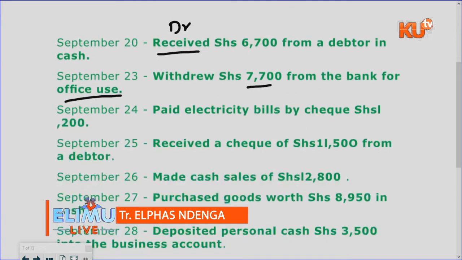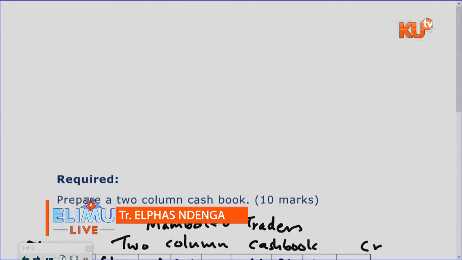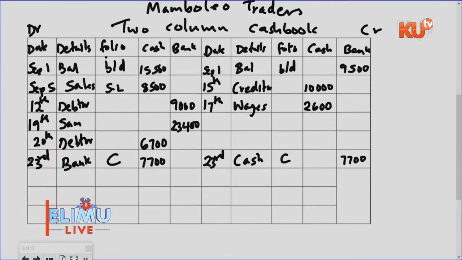24th, paid electricity by check 12, that is 1,200. When you pay, that is on the credit side. Because of payment, we will credit this. So we'll go to our account on 24th. Paying electricity. In cash, how much? 1,200.